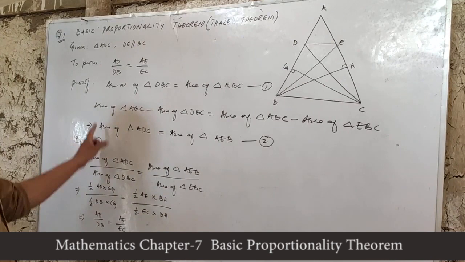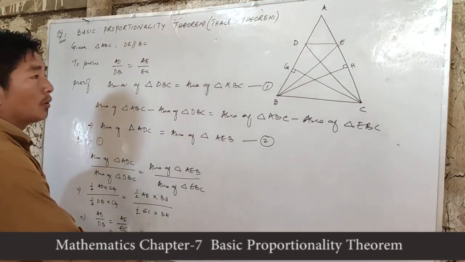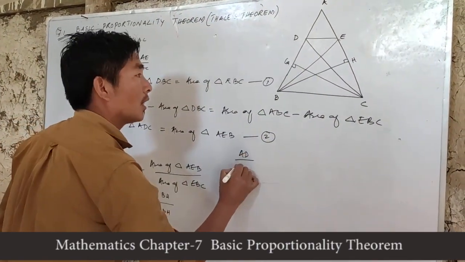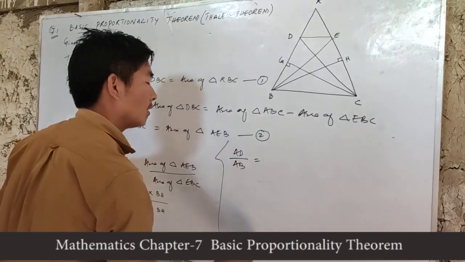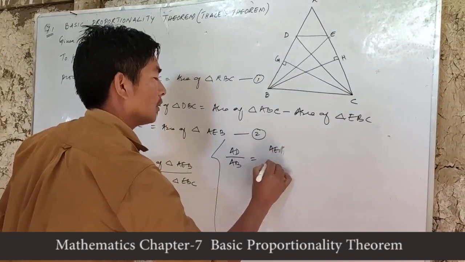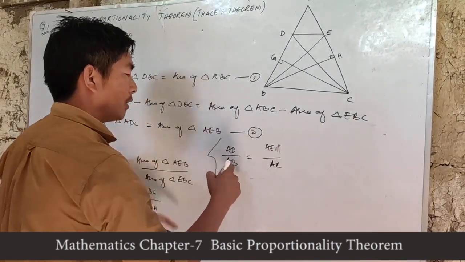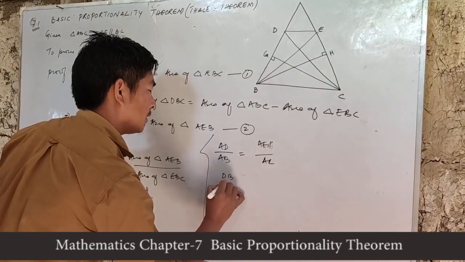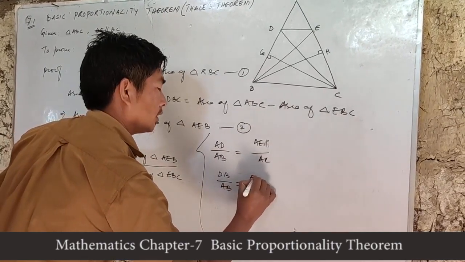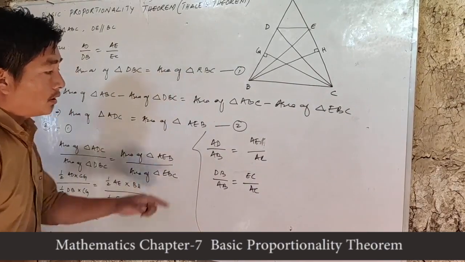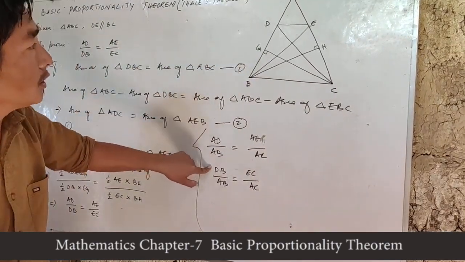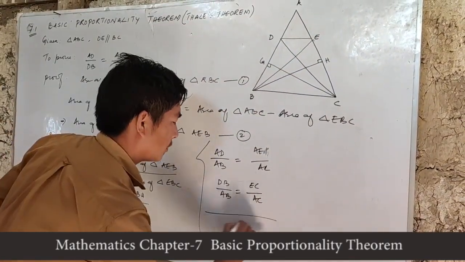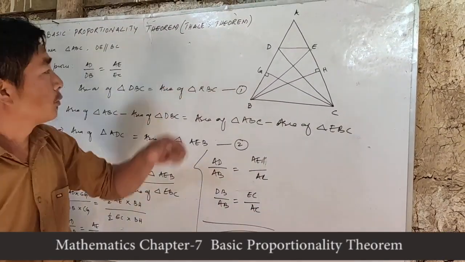Now, a further deduction from this theorem is that if we add one on both sides or subtract, we can interchange it. So from this, we can obtain AD divided by AB is equal to AE divided by AC. Similarly, we can interchange the numerator and denominator, and we get DB divided by AB is equal to EC divided by AC. In other words, we have to consider the corresponding sides only. If we consider DB on AB, then the same thing, here we have to consider EC on AC. So that's all the deductions from the basic proportionality theorem. In other words, that's Thales' theorem.